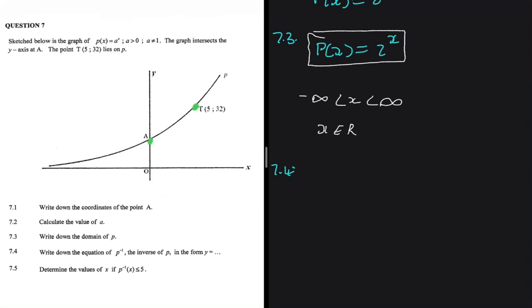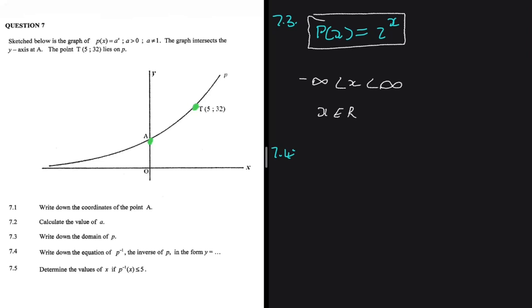And then 7.4 is saying let's write down the equation of p inverse in the form y equals. So let's not forget, we know fully well that p of x is equal to 2 to the power of x. So if we want to find the inverse, we have to swap x and y, right, and then solve for y. So if we do that, in place of p of x, we put in x, we swap x and y, right, then it's equal to 2 to the power y.